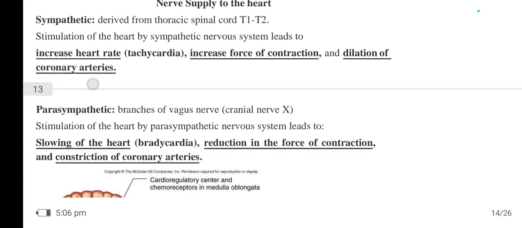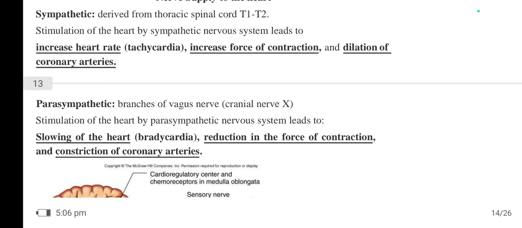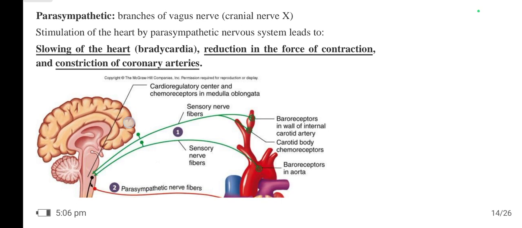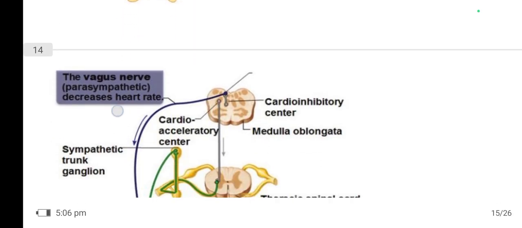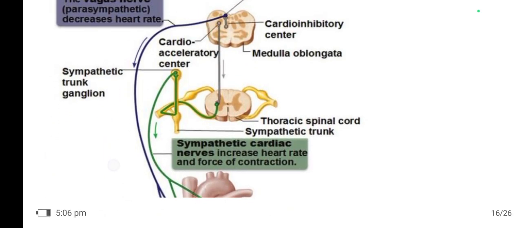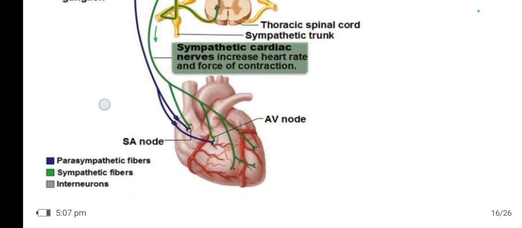Stimulation by the parasympathetic nervous system leads to slowing of the heart, bradycardia. So increase of the heart rate is tachycardia, which is from the spinal cord, thoracic level T1 to T2. And the cranial level 10 causes slowing of the heart, bradycardia, reduction in the force of contraction and constriction of the coronary arteries. So just you can have a look about this: the vagus nerve and the sympathetic cardiac nerve.